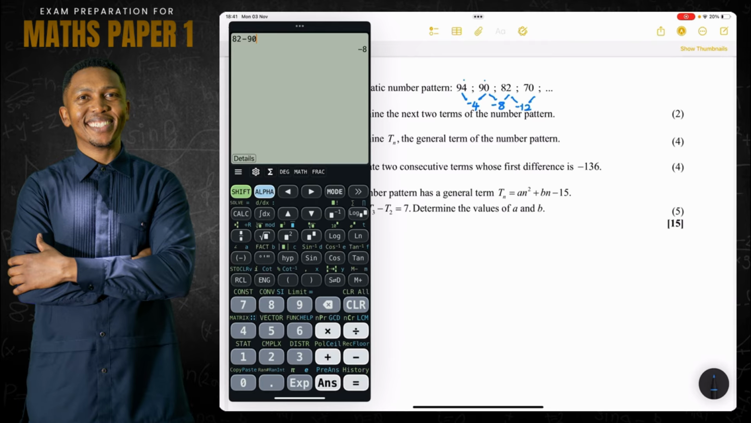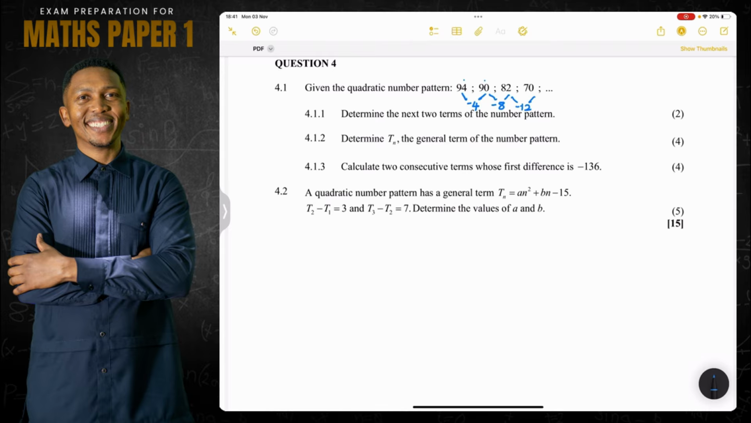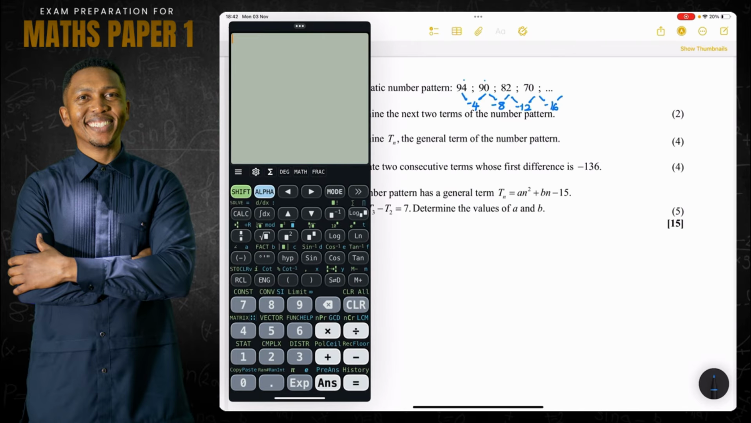All right, so we've got that pattern now, and you can almost see what the pattern is. That's 4, 8, 12. So the next one is probably going to be negative 16. Which means the next term of our sequence, we're going to say 70 minus 16. That would be 54. And the next one, that's minus 20.